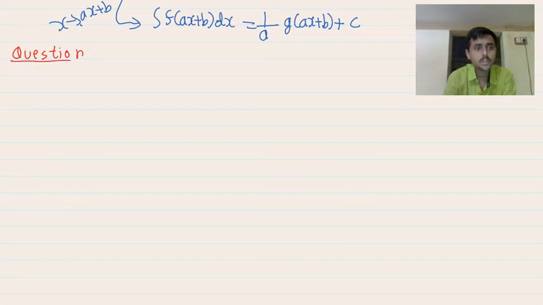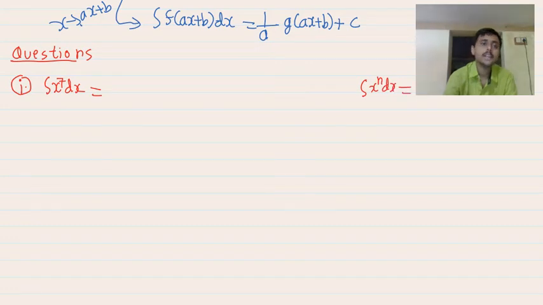The first question is integration x to the power 7 dx. So this is of the form x to the power n dx. So we can write the integral of x to the power n dx would be x to the power n plus 1 upon n plus 1, plus c. So this should become x to the power 8 upon 8 plus c. Let's proceed to the next question.